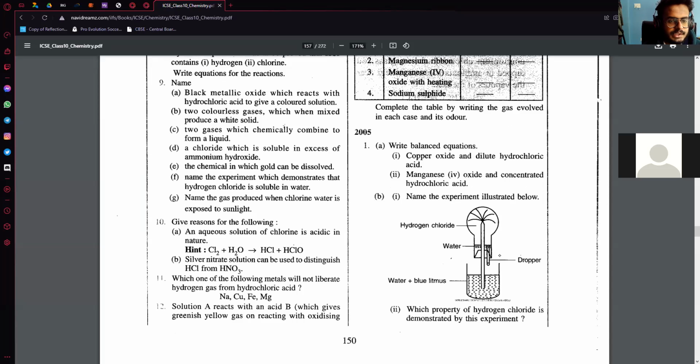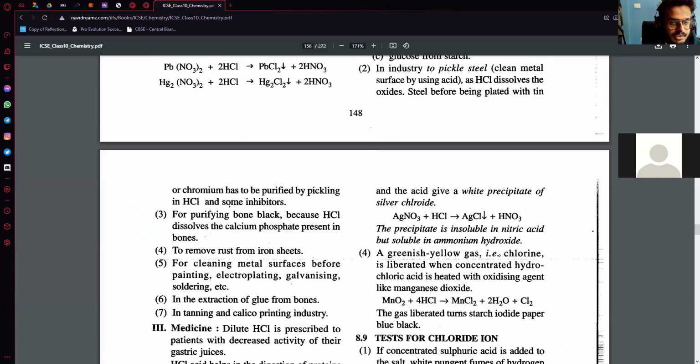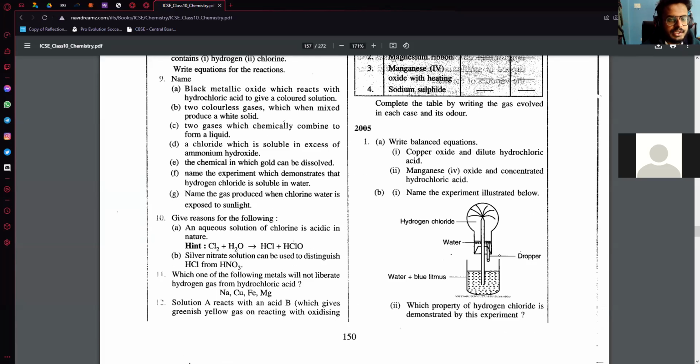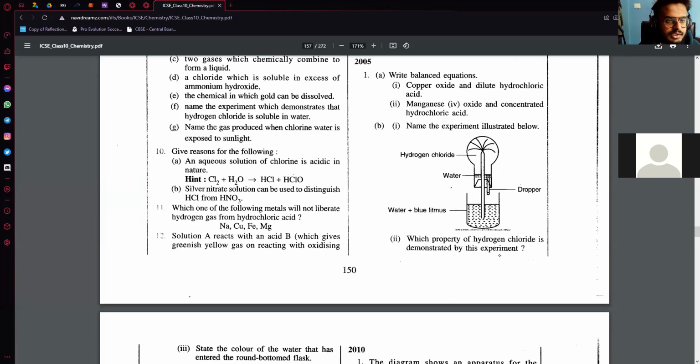Okay, so this first reaction: the balanced equation for copper oxide and dilute hydrochloric acid is there in the first part. Metal oxide and HCl react to give salt and water. Then manganese oxide and concentrated hydrochloric acid, this is the last one. Manganese oxide is an oxidizing agent. So this can confuse you. These two are metal oxides only, but they have different reactions. Copper oxide reacts with HCl differently, and manganese oxide reacts differently.